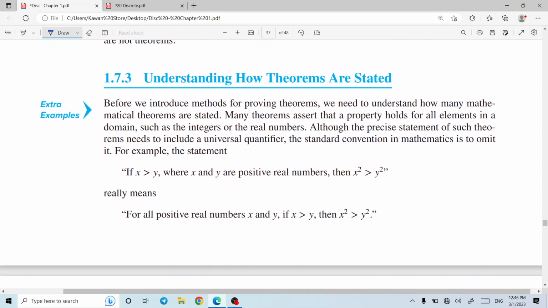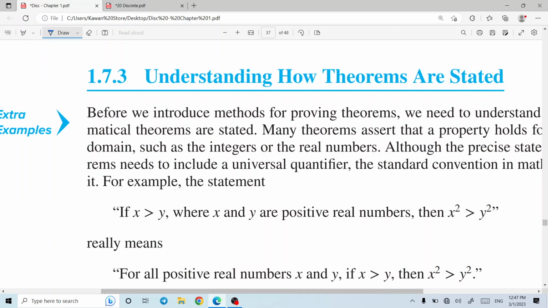So now, how do we understand the theorem? We have a statement of the theorem. I say, if you study hard, you will pass. We have a statement: if something, then. So how do we understand the structure of the theorem? Because if you don't know how to crack the structure, you don't know how to answer. Understood? Good. So for example, if I say if x is greater than y, where x and y are positive real numbers, then x squared is greater than y squared.